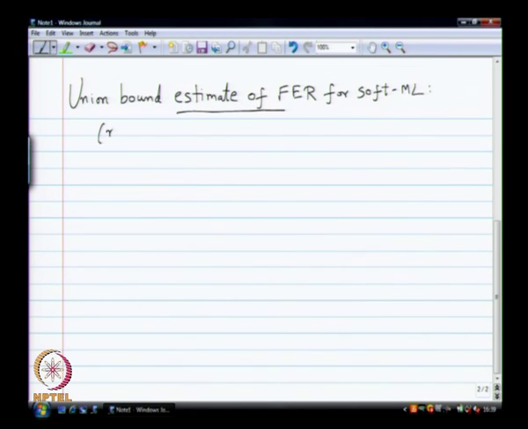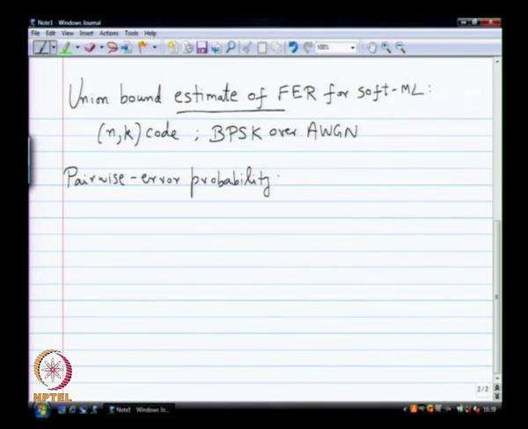Once again we are going to think of an (n,k) code, using BPSK over AWGN, same as before, nothing has changed there. The setting for pairwise error probability, abbreviated as PEP, is as follows. You transmit a particular code word. For the linear code case we can fix it to be the all-zero code word. So let us say we transmit some particular code word C.